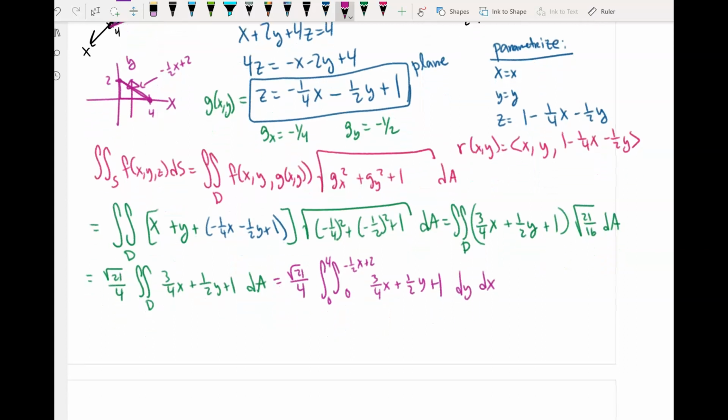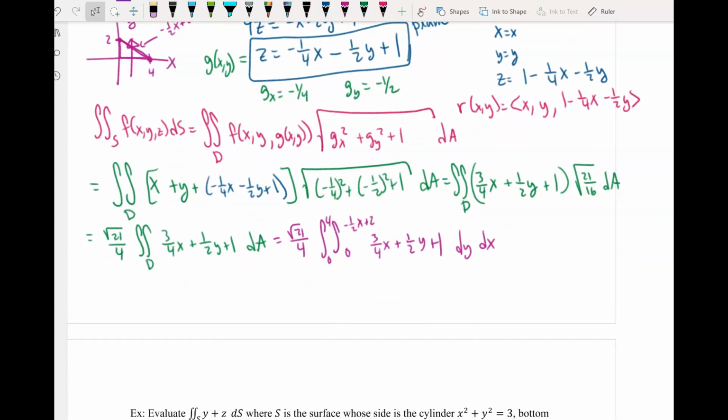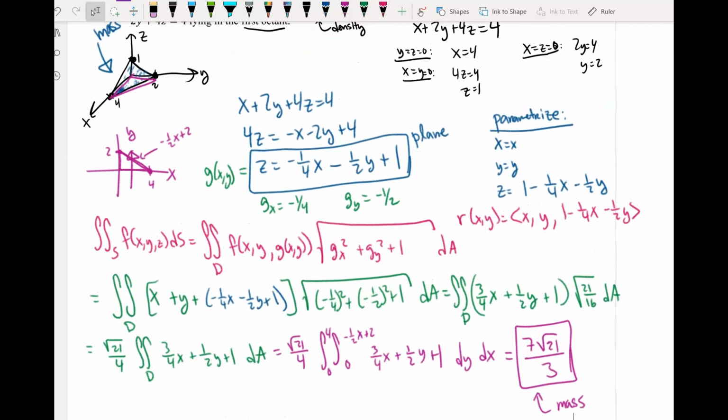Okay, and we've done these integrals many different times already, so I'll just go ahead and tell you the answer. It's going to be 7 square root of 21 over 3. And again, remember this is going to be the mass of this particular surface. You can see this problem incorporates a lot of different tools that we've learned in Calc 3. So this is a really good mastery problem to know if you really understand everything that's going on here.